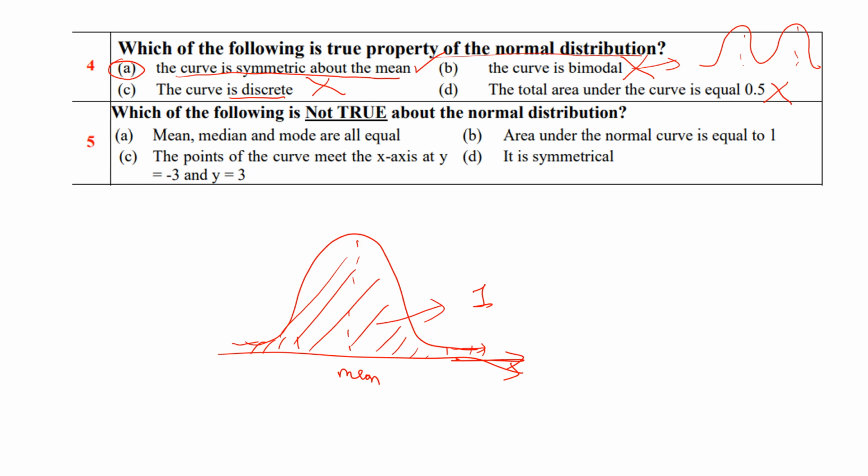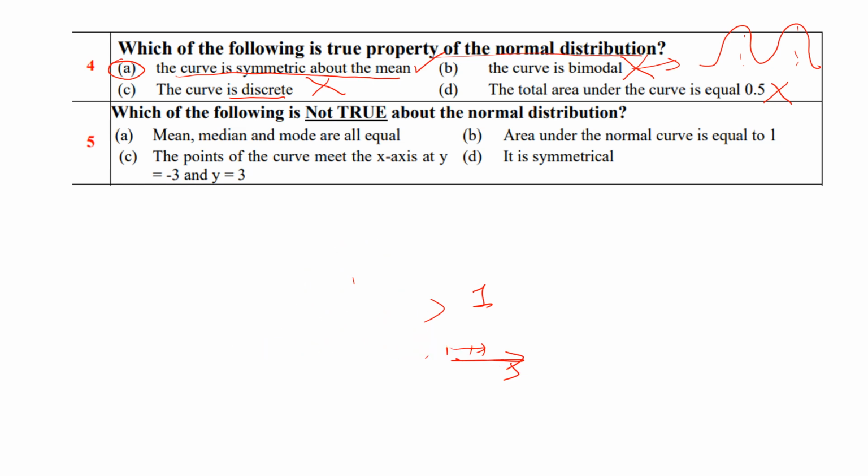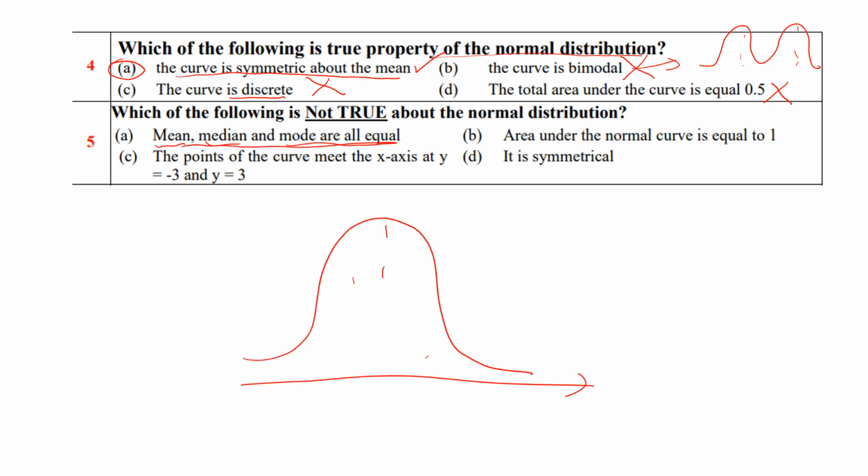Now, which of the following is not true about the normal distribution? The mean, median, and the mode are all equal. In a standard normal distribution, the mean, the mode, and the median are all the same. It's coming from the symmetry. And the points of the curve meet at the axis at y equal to -3 and y equal to 3.